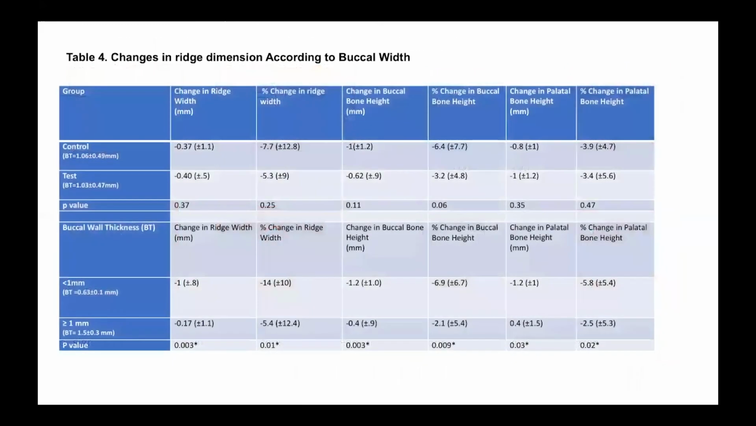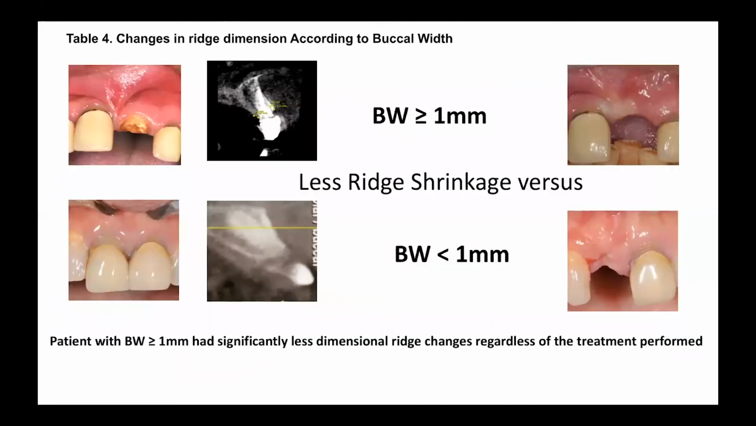For the numbers in terms of buccal width, these were the table. For the visual summary, when the patients' CBCT measurements were reanalyzed according to buccal wall thickness instead of the treatment performed, it was noted that patients with buccal wall greater than or equal to 1 millimeter had significantly less dimensional ridge changes, regardless of the treatment performed, suggesting the importance of knowing the buccal wall thickness prior to extraction.